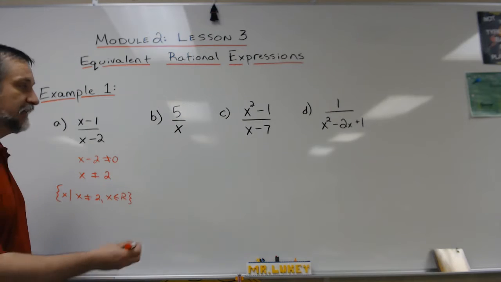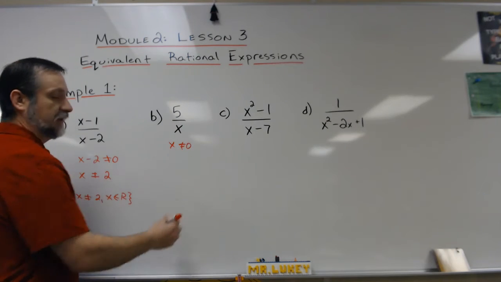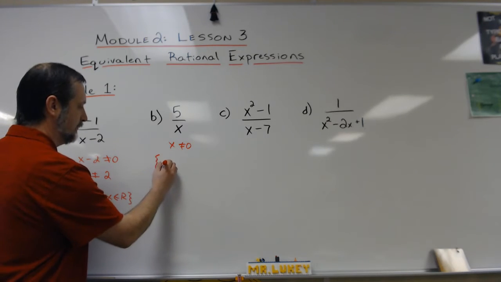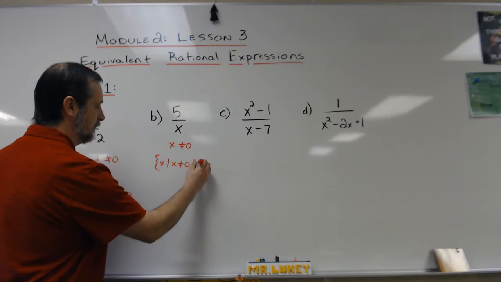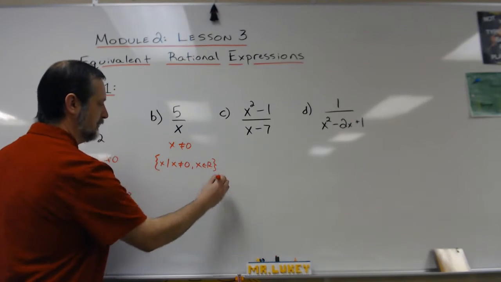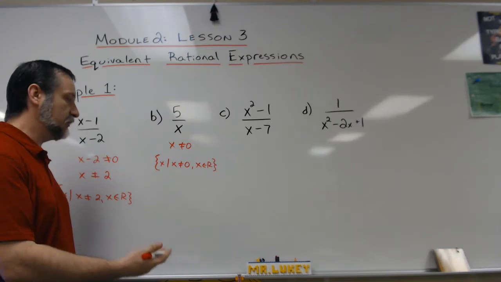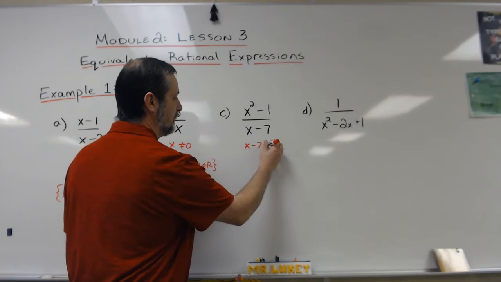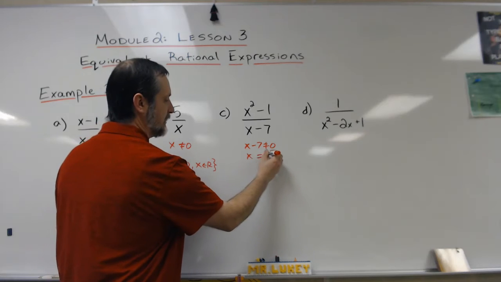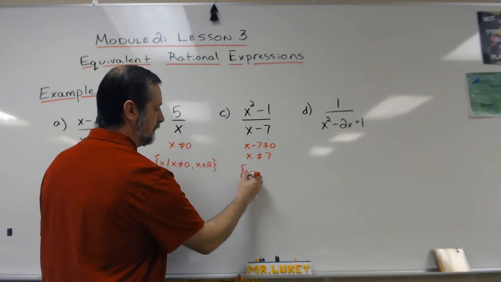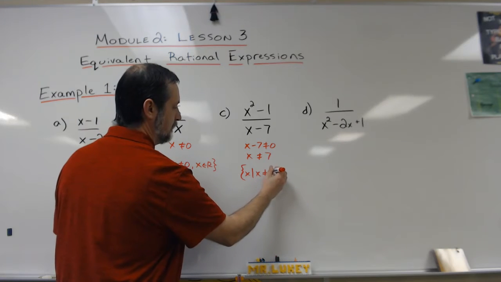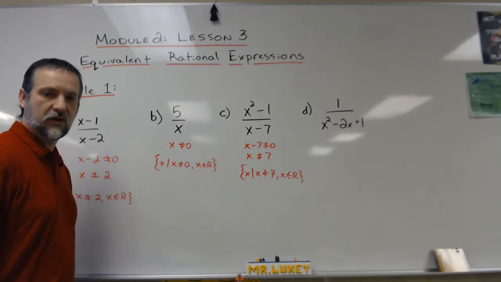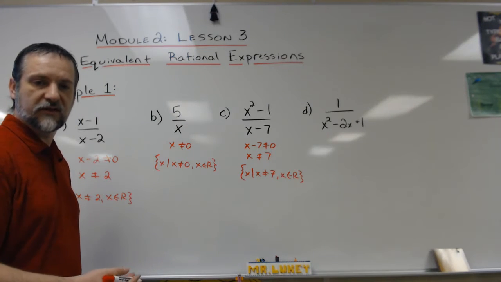5 divided by x, that's straightforward. That x cannot be 0. Same thing, we're going to write in set notation. So x is such that x is not equal to 0. x can be any other real number. X minus 7, so x minus 7 cannot equal 0, so x cannot equal 7. And there we go.